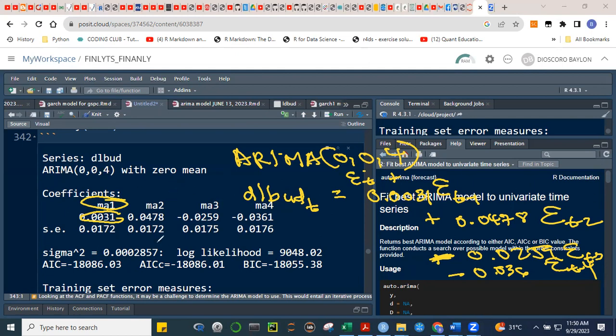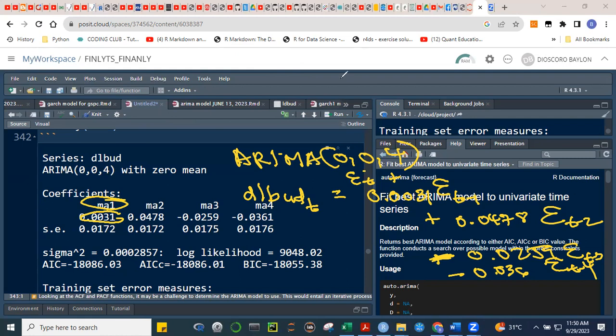Okay, let me pause for a while. Any questions so far, class? Were you able to get the MA4 model for the log returns of BUD? Okay, is this okay, class? Any questions? Any clarifications on our ARIMA 004?